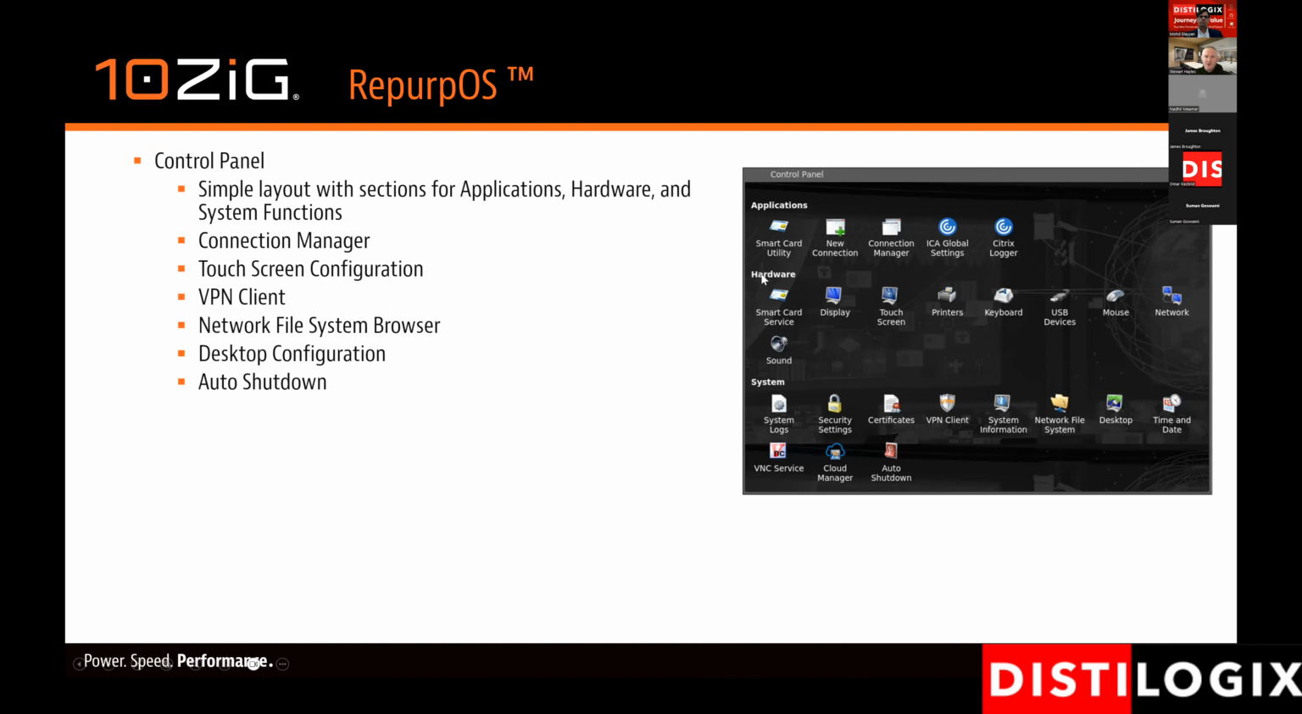So the control panel itself is very simple. It's split into 3 sections. You've got applications at the top, where you can create your different connection types to the different platforms and environments that you want to use. Then we've got hardware for any peripherals available on the device that you're using RepurpOS from. This also allows you to set up USB redirection if available with the platform. And then we've got some system level functionality as well, which we'll look at during the demo in a moment.